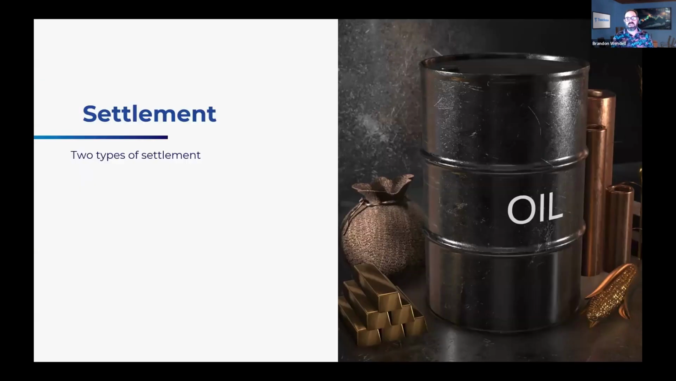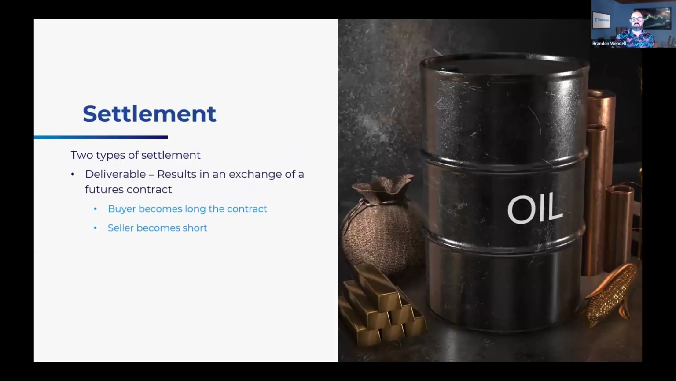Again, we talked about settlement. We actually have two types: deliverable, so a buyer becomes long the contract, seller becomes short, or cash settled. Loser pays the winner. That's it. And again, if you're out of the money on a cash settled option, you just lose your premium. If you're long, you lose a premium. If you're short, you might have to pay. That's the same as if you were in a stock trade for an option.